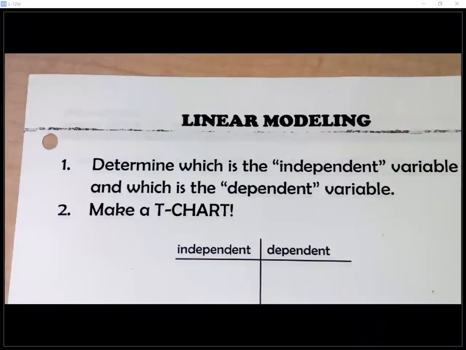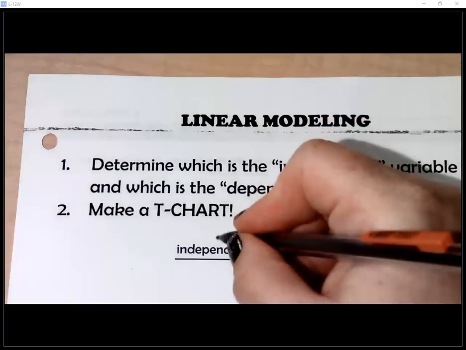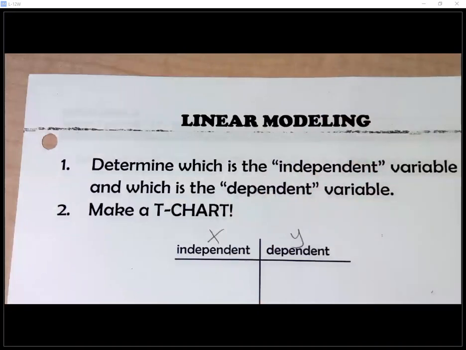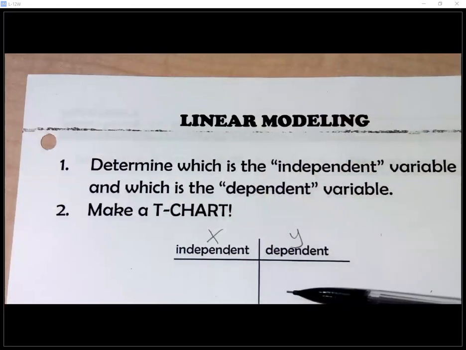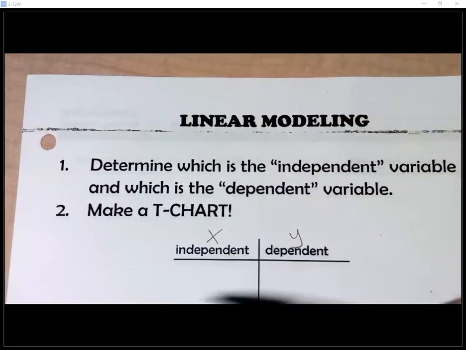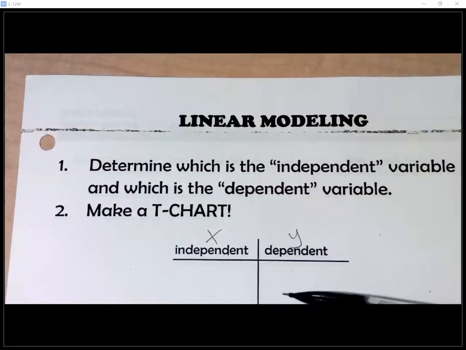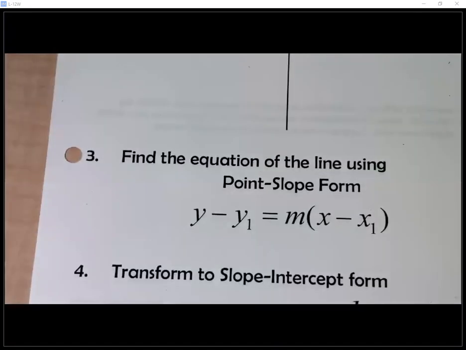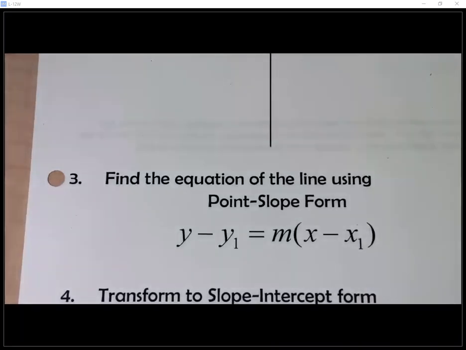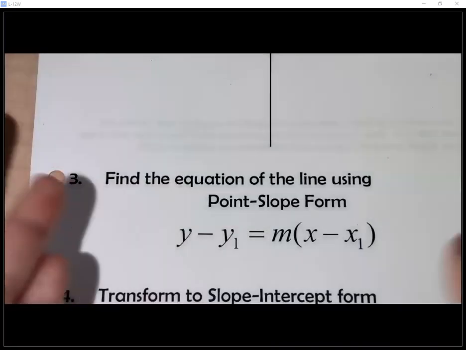Then we're going to make a t-chart. Remember, independent is your X and dependent is your Y. Once you have some values here, all you really need is 2 sets, 2 ordered pairs, if you will. Because if you have an X and a Y and an X and a Y, couldn't I write the equation of a line if I have 2 points? That's basically all you're doing. So once you have two values, you're going to write the equation starting off in point slope form, because all we'll have to do is find our slope and then just pick one of the points and pop it in.